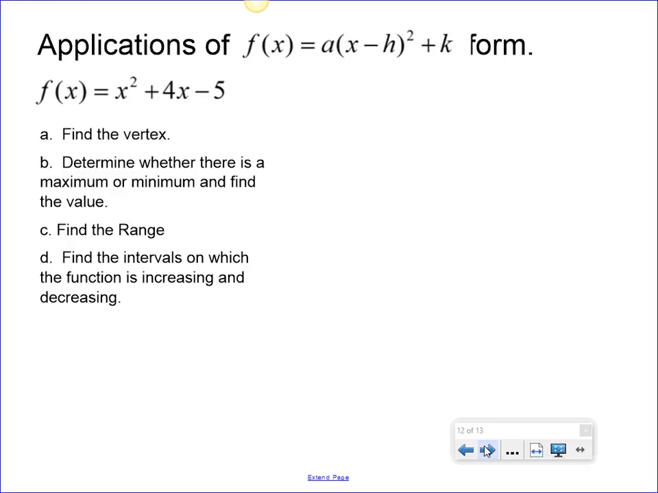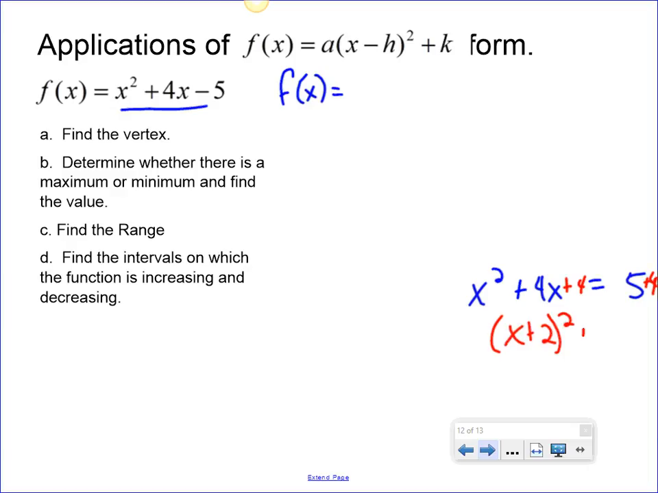Okay. Some other questions I might be asking you might be something like this. Find the vertex, determine whether there is a min or max and the value, find the range, find the intervals in which it's increasing or decreasing. So my first step would be to get this into this form. So I have to complete the square. So I've got x squared plus 4x, move the 5 across, it's a positive 5. Half of the 4 is 2, squared is 4, so I add on a 4. So this becomes x plus 2 squared plus a 9.